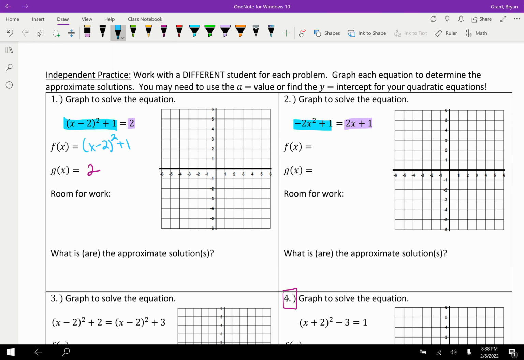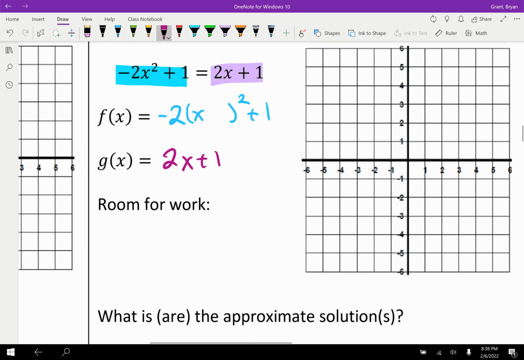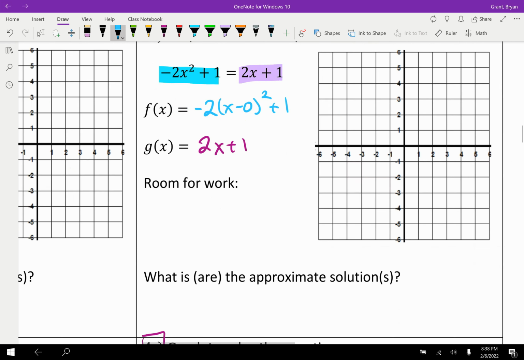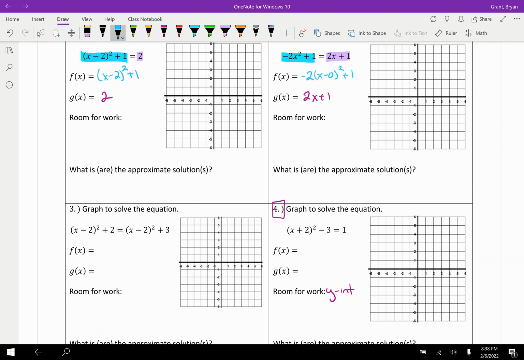Over here we have negative 2, and I'm actually going to space this out because a lot of my students had trouble with this, and then 2x plus 1. Zooming in quickly, you'll notice that I split apart the x and the square. That tells us that there is an invisible 0 as the h here. That way we can see our vertex. Also, this 2x plus 1, that's a line. That's mx plus b. Okay?